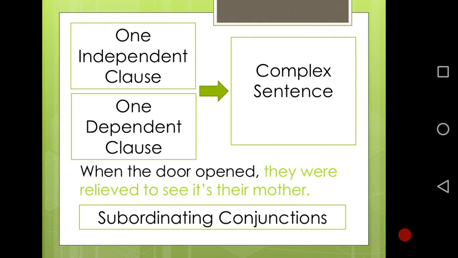You see, when the door opened, what happened when the door opened? So you do not understand fully the meaning of this clause when it stands alone. So it needs the independent clause: they were relieved to see that it was their mother. The independent clause makes sense by itself. It can stand alone, and it helps to make the dependent clause understandable.